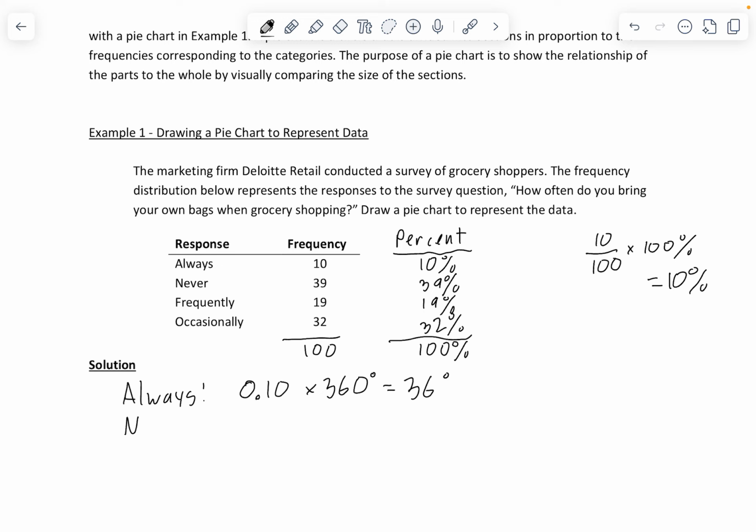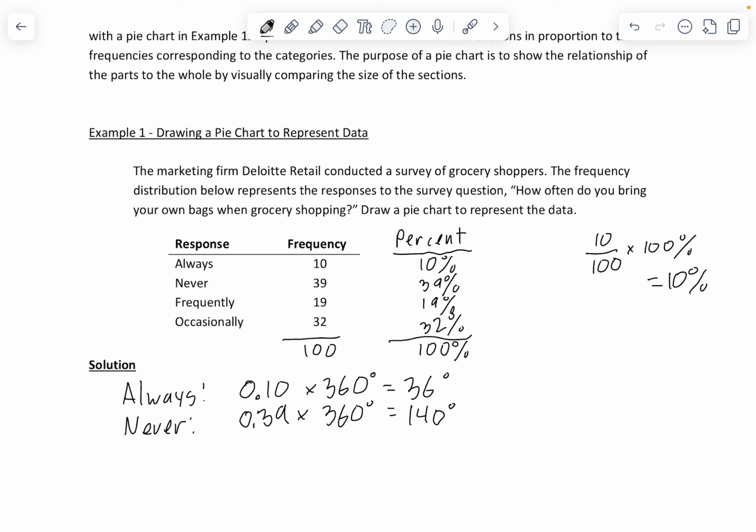For never, it would be 0.39 times 360 degrees. And this works out to be about, I'm going to round these to the nearest whole number because that just makes it a little bit easier. That being said, there will be a little bit of error introduced because of rounding, but not very much. So this rounds to 140 degrees, which is the slice corresponding to never.